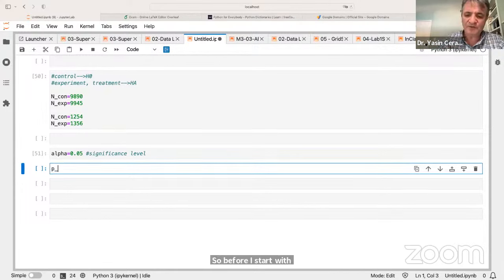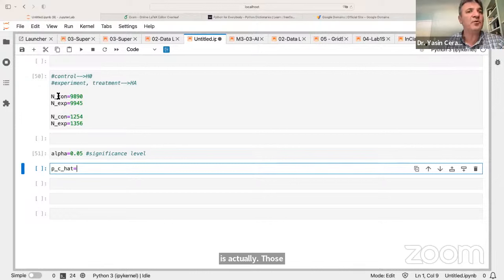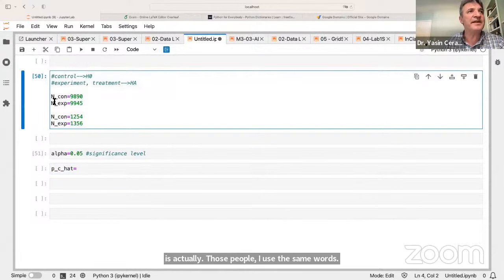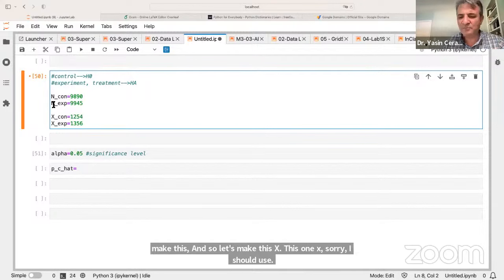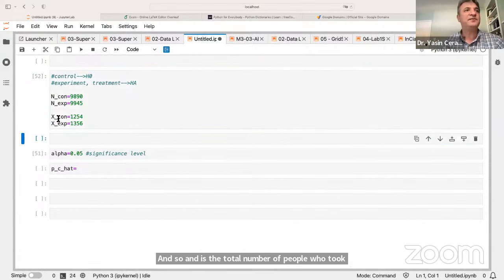For that, I'm going to use letter C for the control group and letter E for the experiment group. Let's make this N and N, and this one X. N is the total number of people who took the test, and X is the people who clicked. Let me run this and then correct it.